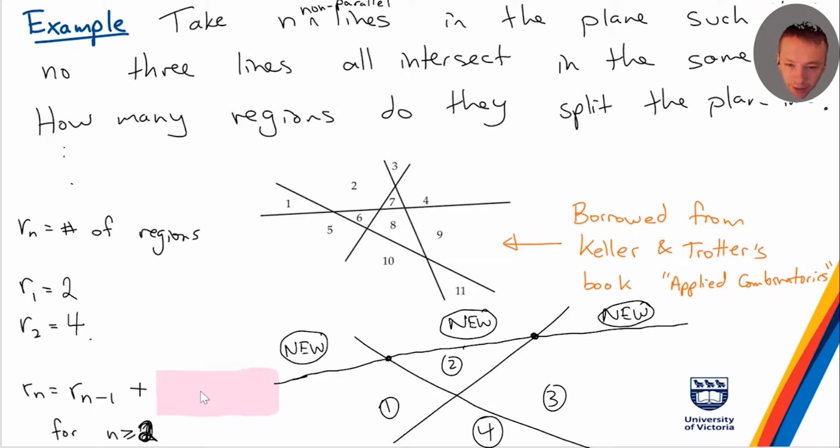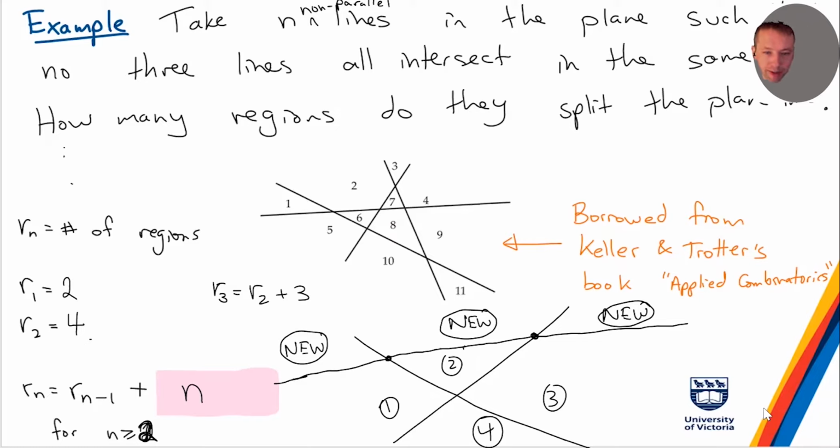And you can check the calculation in this picture. What we're saying is that R3, when I add my third line, is the same as R2 plus 3. And 3 is accurate: 3 is the number of new regions we made by adding that line. This is nice because it doesn't even matter about the geometry of how you put your lines down. No matter how you put down the lines, the number of regions with n lines will be the same as the number after n-1 lines plus n. So it satisfies this recurrence relation.